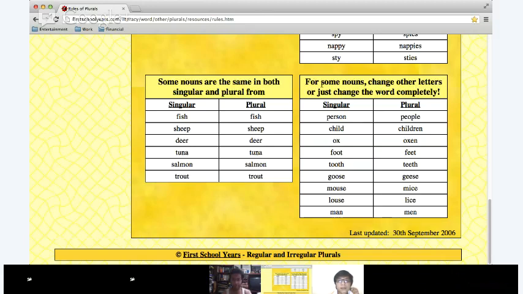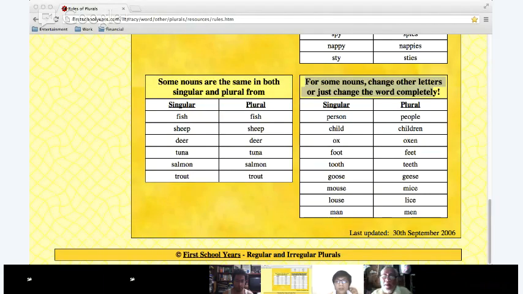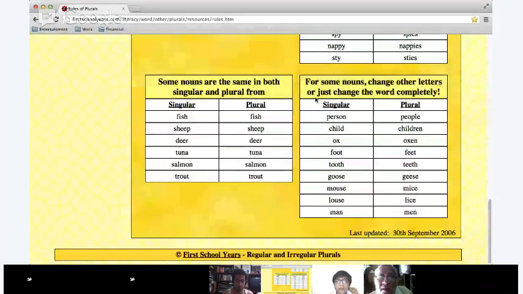Now let's talk about when we change the form completely of the word. This is our last section, and this is for Ermilo. Ermilo, are you there? Yeah, I'm here. Let me have you read. Go ahead. For some nouns, change other letters, or just change the word completely. Person, people. Child, children. Ox, oxen. Foot, feet. Tooth, teeth. Goose, geese. Mouse, mice. Louse, lice. Man, men. Good. Thank you very much.